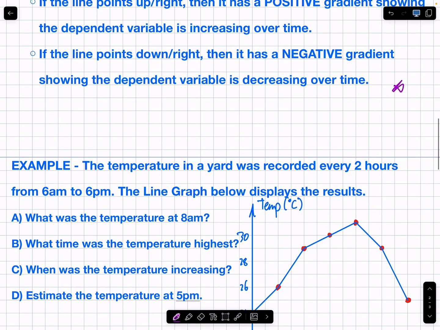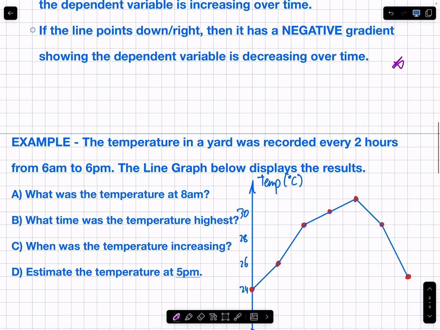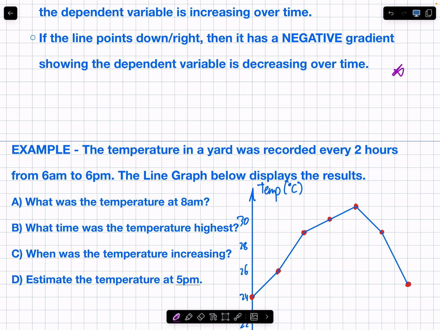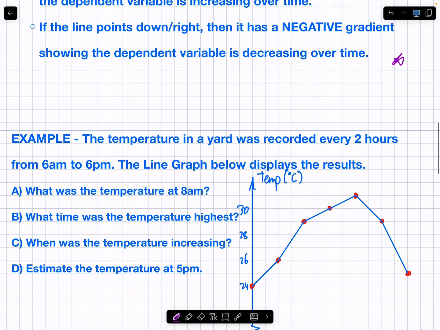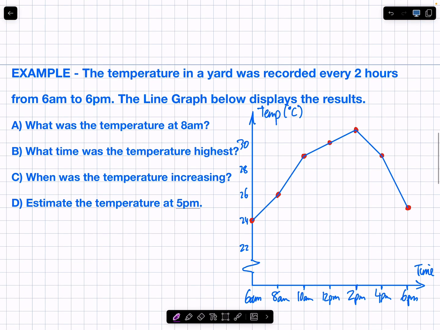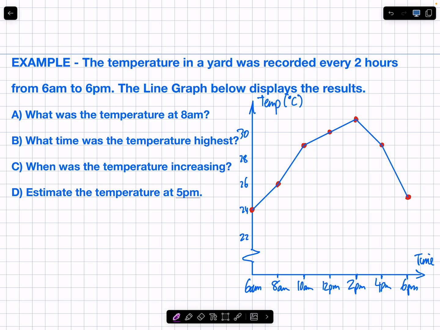Okay, let's do an example. The temperature in a yard I recorded every 2 hours from 6 a.m. to 6 p.m. The line graph below displays the results. Let's practice reading it. Hopefully you can see what I mean by you would know a lot of this. I'm crossing the T's and dotting the I's. I don't want you to be able to turn around and go, I wasn't explained a line graph for next year. Can someone tell me what the temperature was at 8 a.m.? 26 degrees. Yep, because I literally look at the time along the bottom, then I go up. It was 26 degrees.